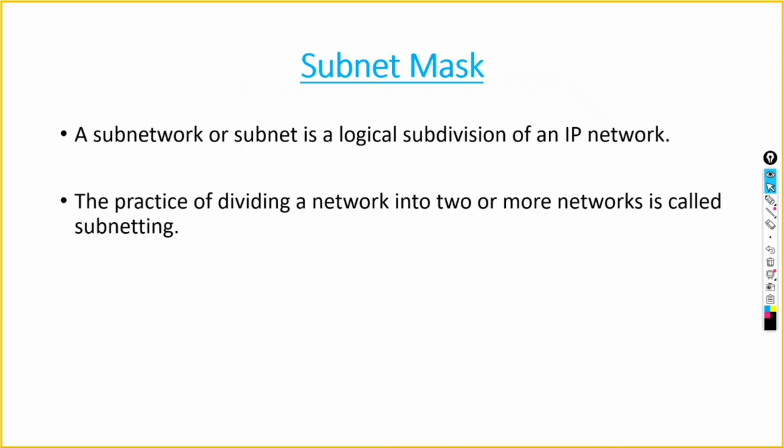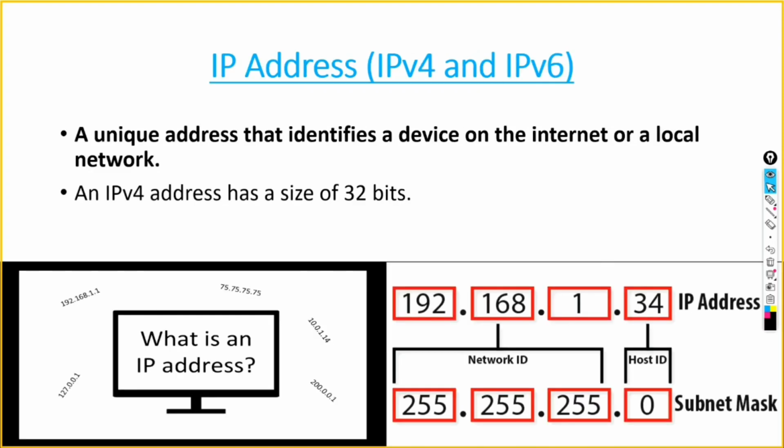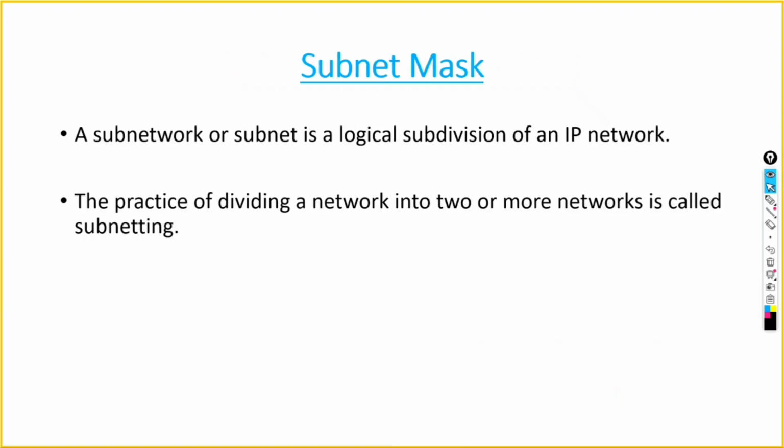Subnetting is a logical subdivision of a network. As I told you, it is a logical subdivision, meaning it is divided into network ID and host ID. Subnet mask plays a role in this division. It is a practice of dividing a network. How this network is divided and how the IP addresses are saved, all this concept in detail we will be seeing. But for your understanding now, it is enough.